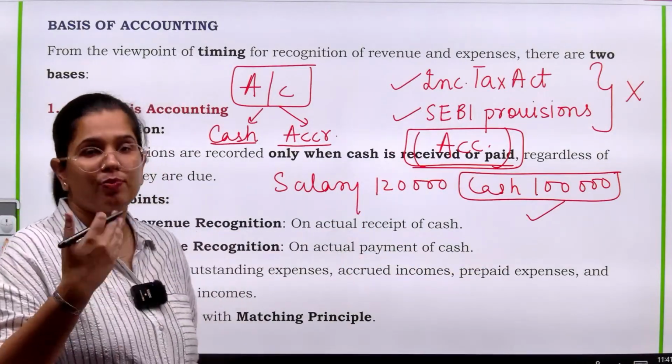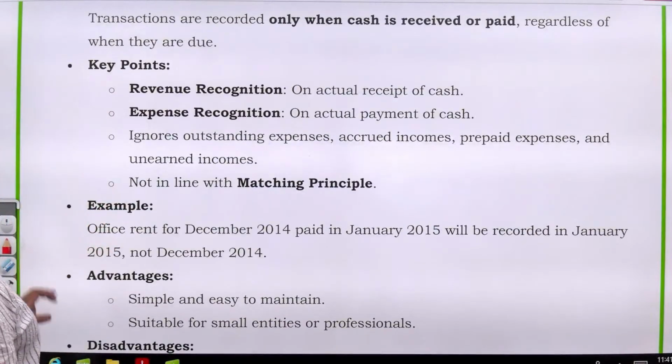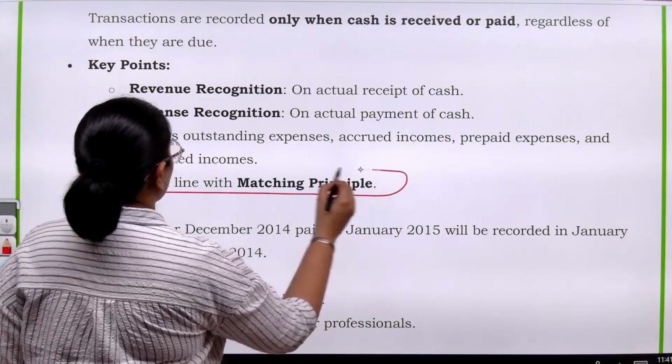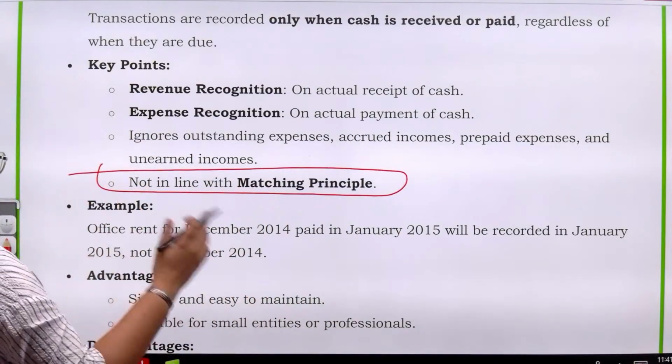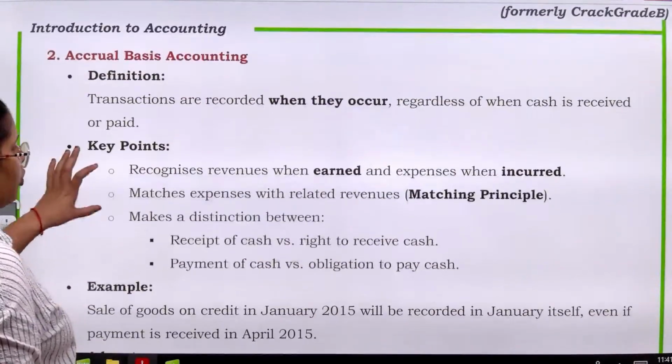This is cash basis of accounting, right? But this is not in line with the matching principle. ये मैचिंग प्रिंसिपल को इग्नोर करता है. अब इसका मतलब क्या है भाई? ये मैचिंग प्रिंसिपल क्या है? We learn this in accrual basis.